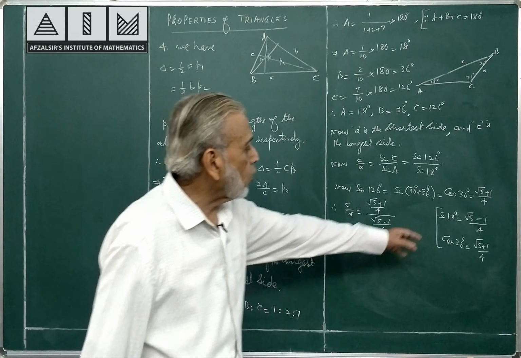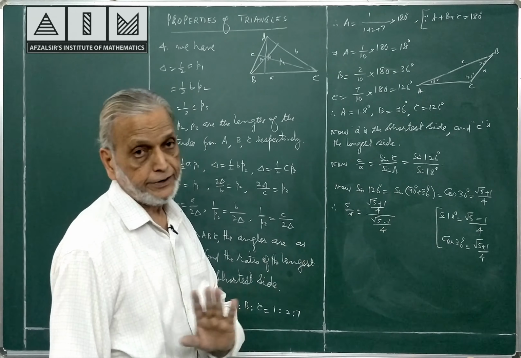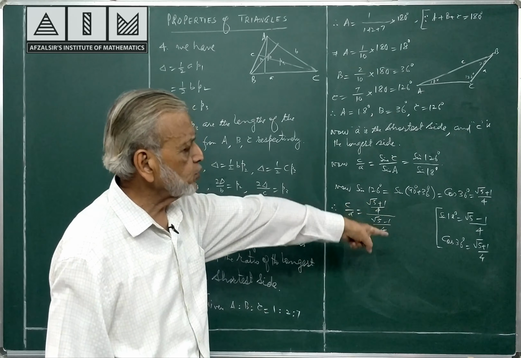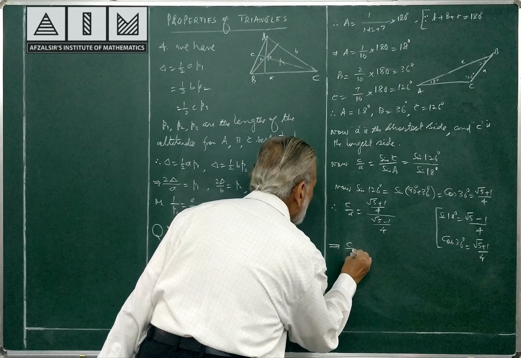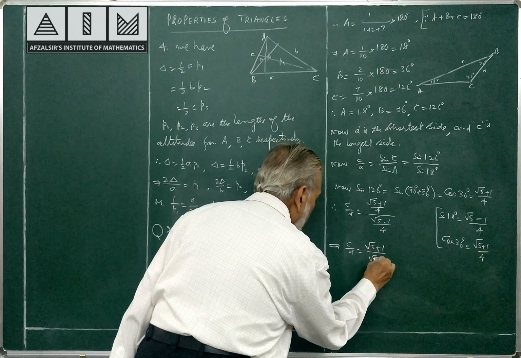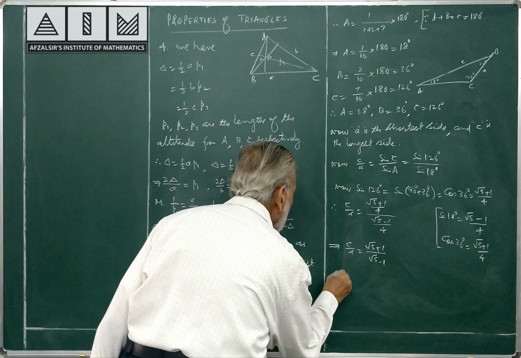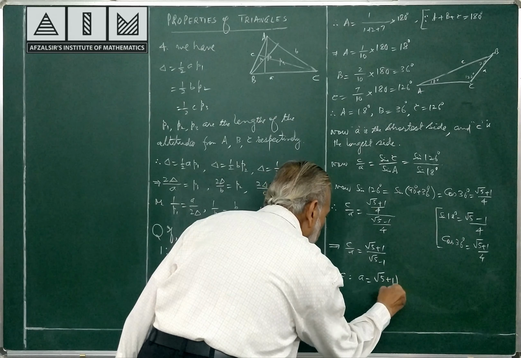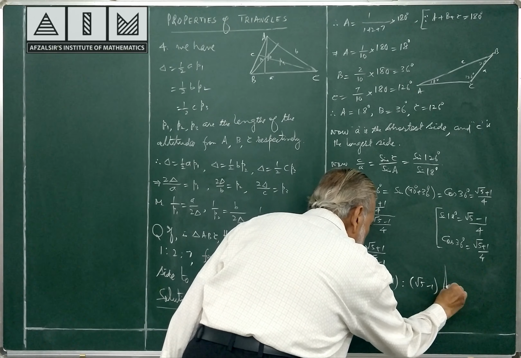There are values for cos 18 and sin 36 also, which we do not need now, so I am not writing. If they come in some other question, I will write. Otherwise also you are expected to remember all such important angles. Proceed. After the cancellation of common denominator 4, C is to A is equal to root 5 plus 1 is to root 5 minus 1. This is your answer.